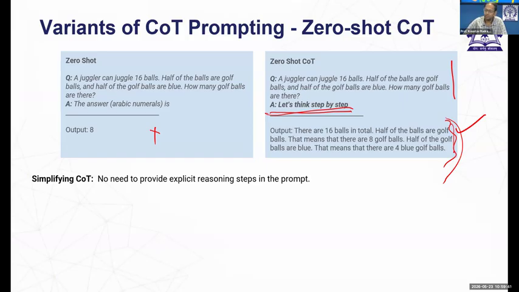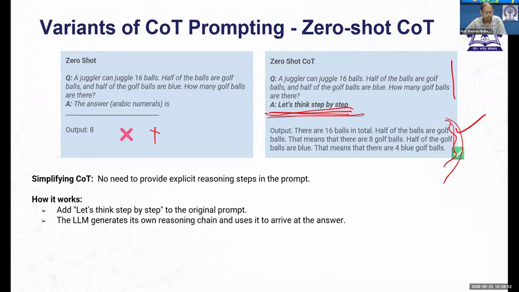Now, simplifying the chain of thought, okay? No need to provide explicit reasoning steps in the prompt. I do not provide any explicit reasoning. I just add one particular sentence: let's think step by step. How does it work? Add let's think step by step to the original prompt. The LLM generates its own reasoning chain and uses it to arrive at the answer. So this is basically the automated reasoning step.